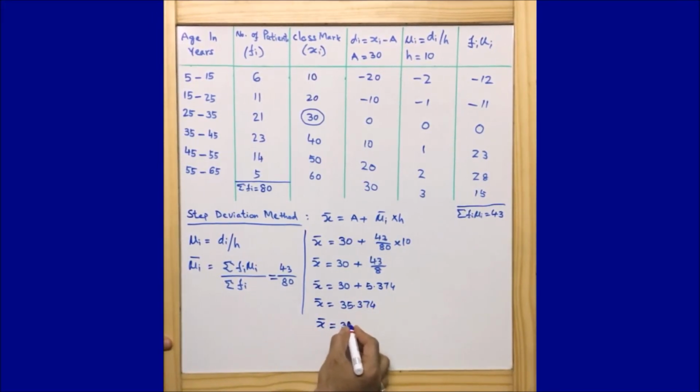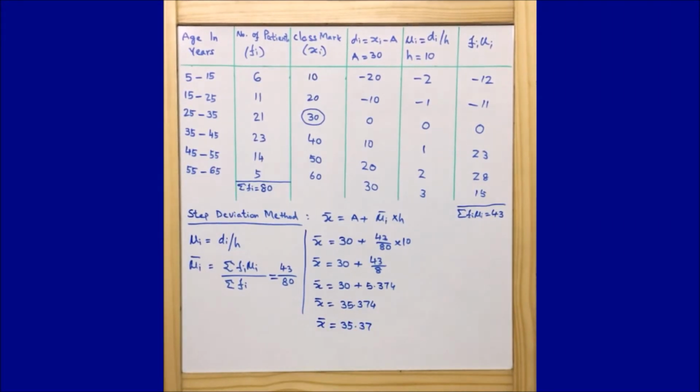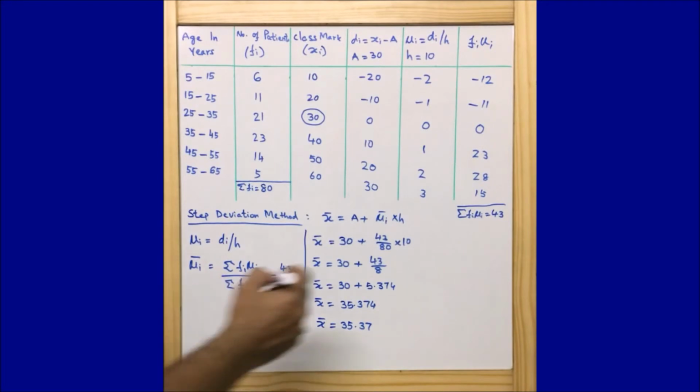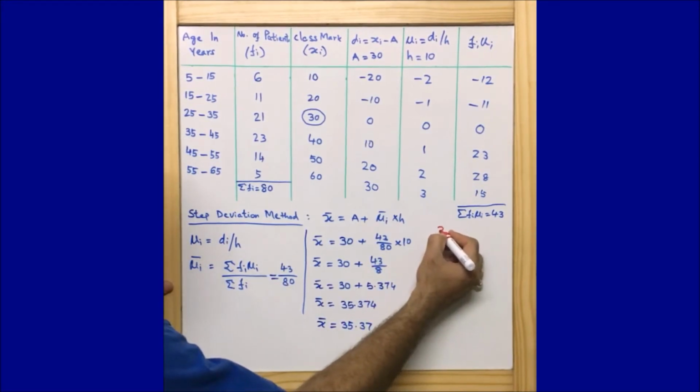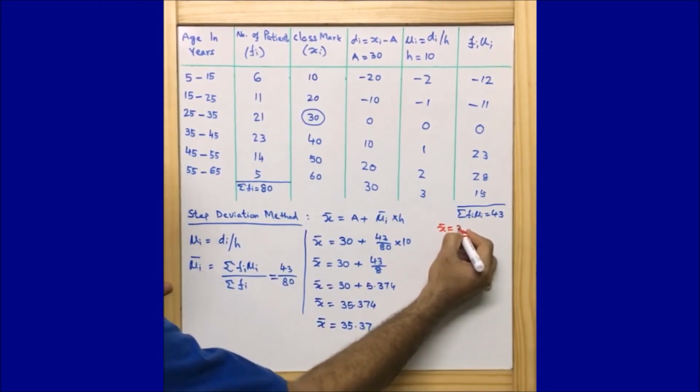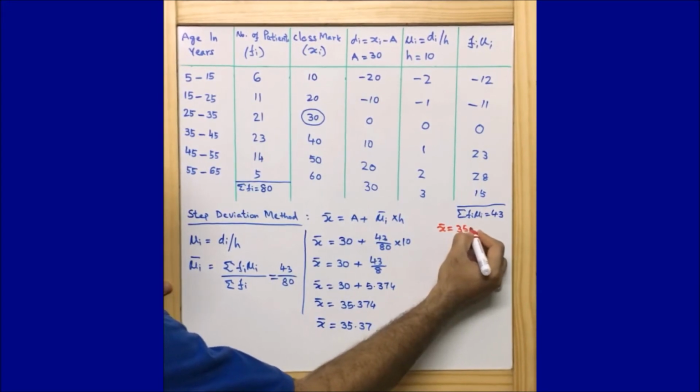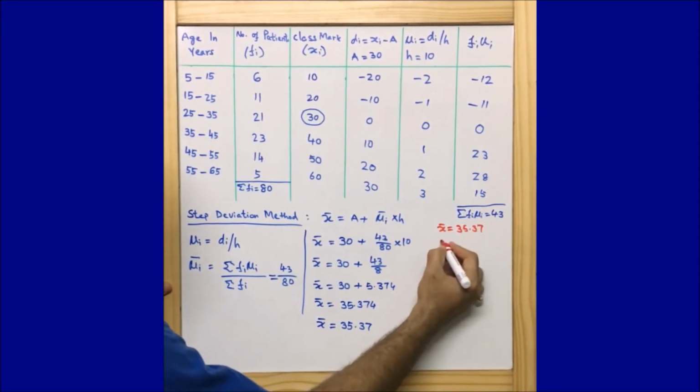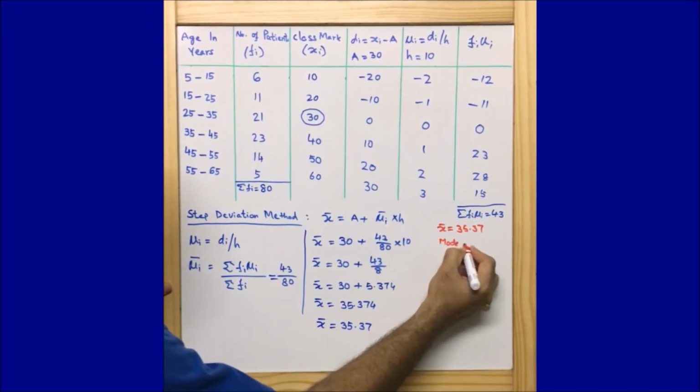We can just round it off and say mean is equal to 35.37. So this is one data that we got, and we can write down this value somewhere, because at the end we need to interpret our result. Okay, so let me write here what we got. We got mean is equal to 35.37, and we are going to find out mode.